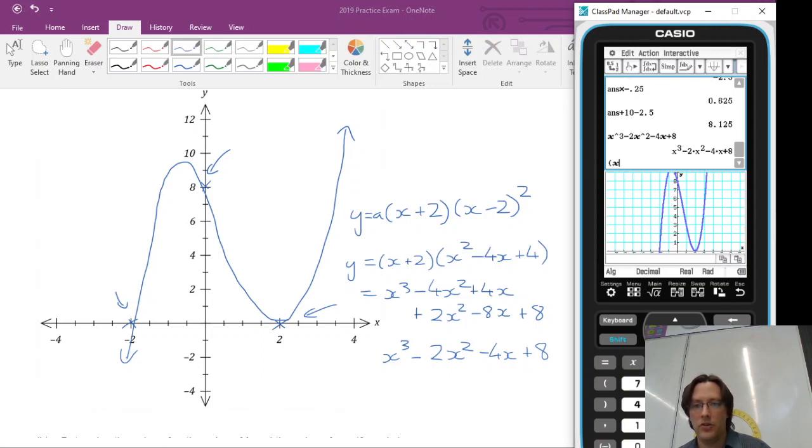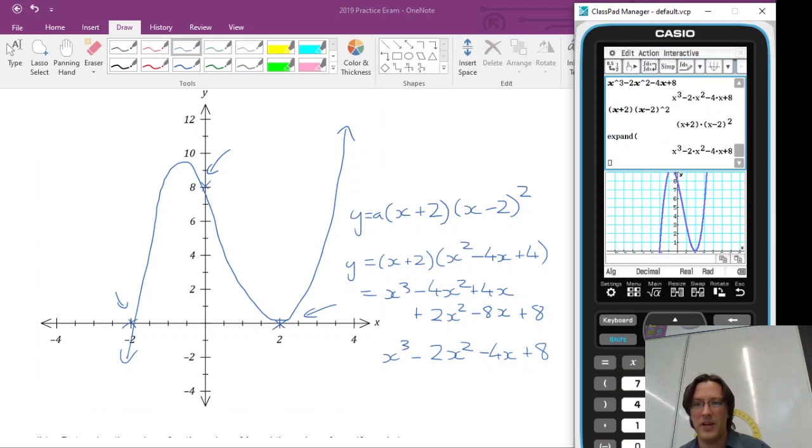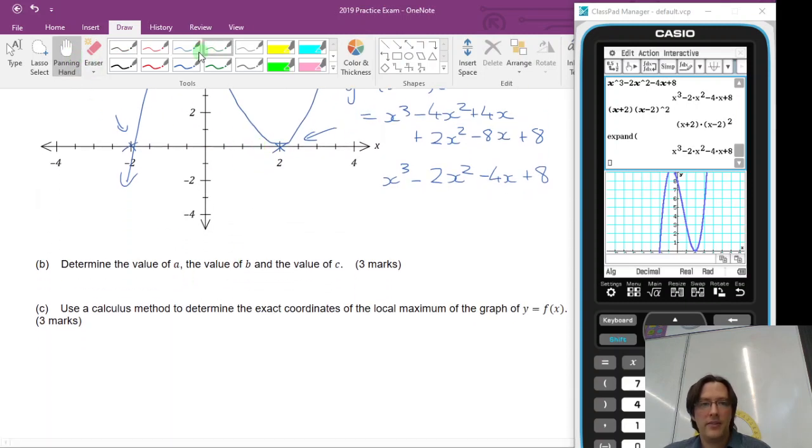remember that your calculator is very powerful and can do certain things for you, such as transform expanding. There we are. We didn't even have to do all that maths. So the fact that the calculator expands things for you does help you out. And in fact, now we can say A equals -2, B equals -4, and C equals 8. There we are.